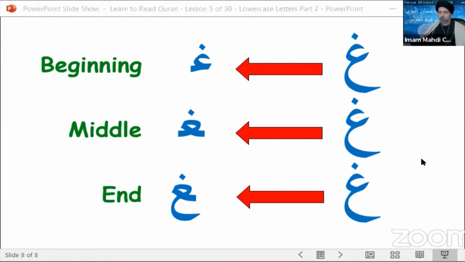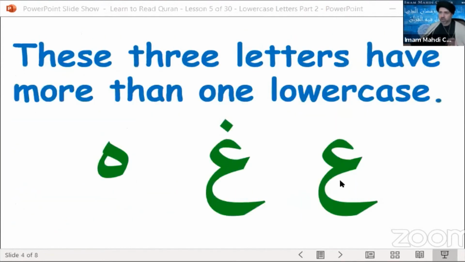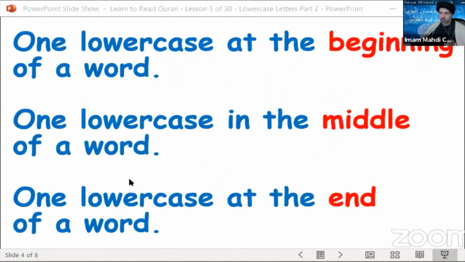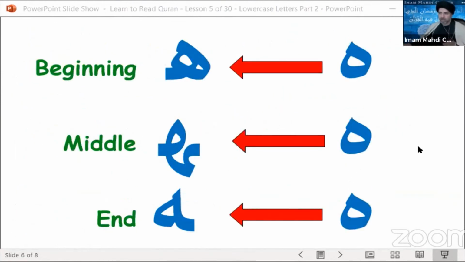So now you've learned the lowercase forms for all of the letters. And it was important for us to have a special lesson just for these three letters, the ayn, the ghayn, and the ha, because all of the other letters have just one lowercase form, but each of these three letters has three lowercase forms. They have one at the beginning of a word, one in the middle, and one at the end, and these are the forms that they have, inshallah. So that is the end of our lesson for tonight.